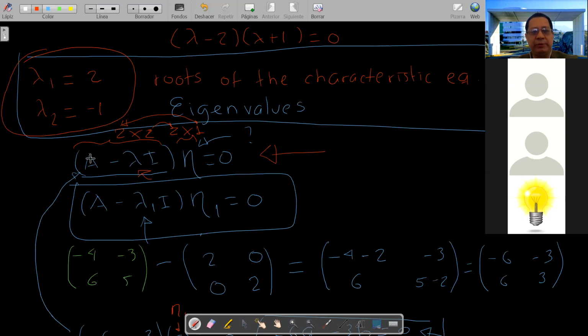So we use lambda 1 equal to 2, and then we use lambda 2 equal to -1, replace respectively in this equation, and solve for eta. We need to solve for eta. Eta is the eigenvector. So when we use lambda 1, we'll have eta 1, and then we're going to use lambda 2, and we'll get eta 2. That's two eigenvectors. So how do we solve this equation? Well, we replace lambda 1, in this case is number 2.